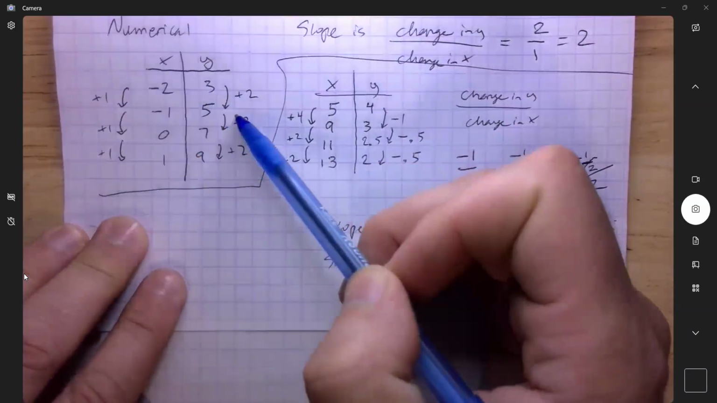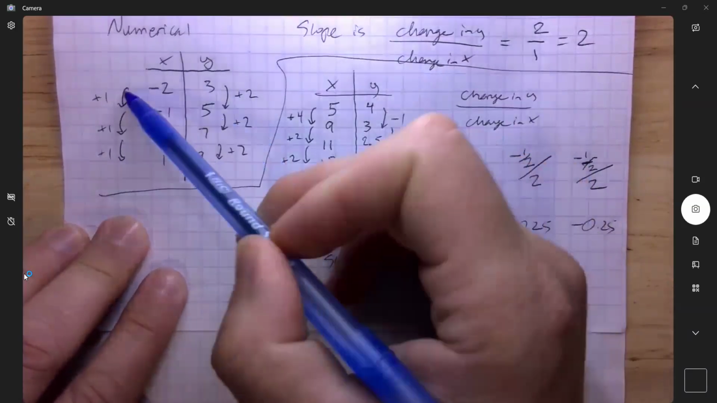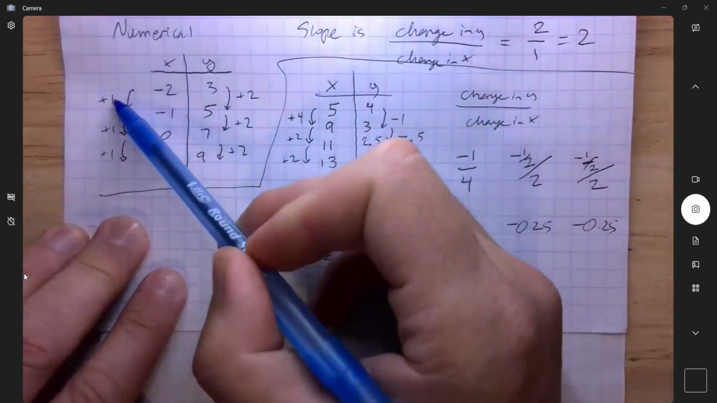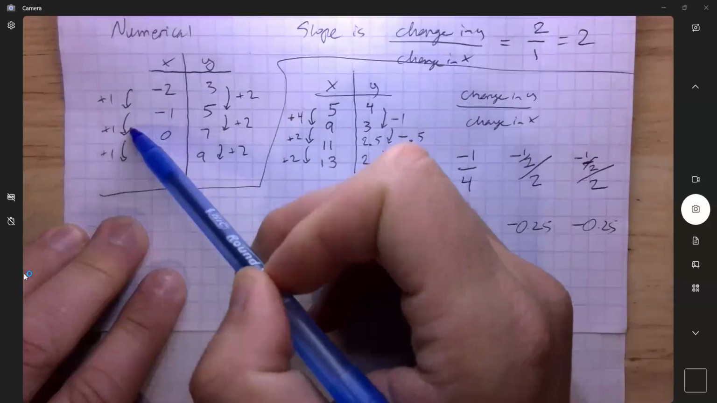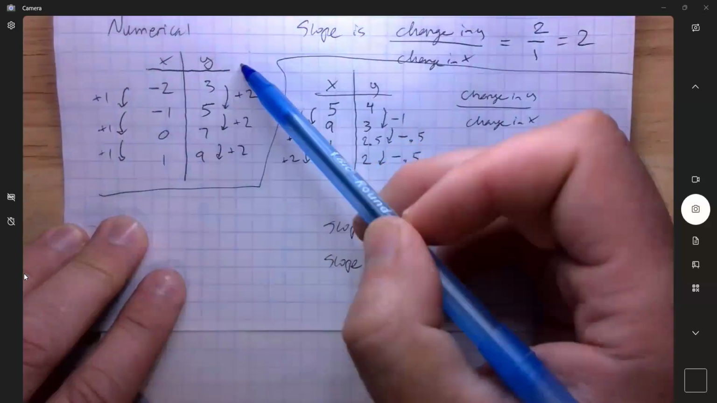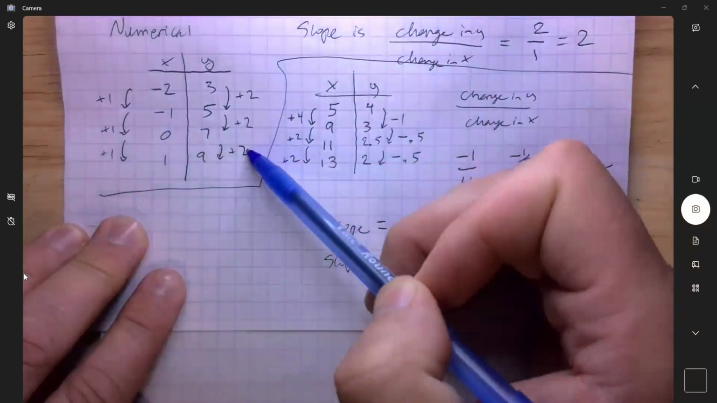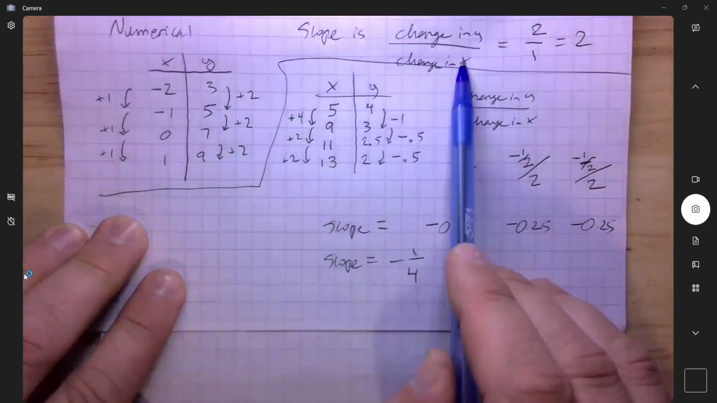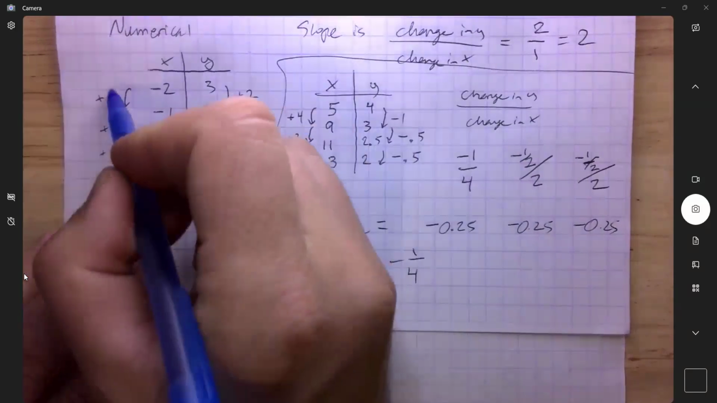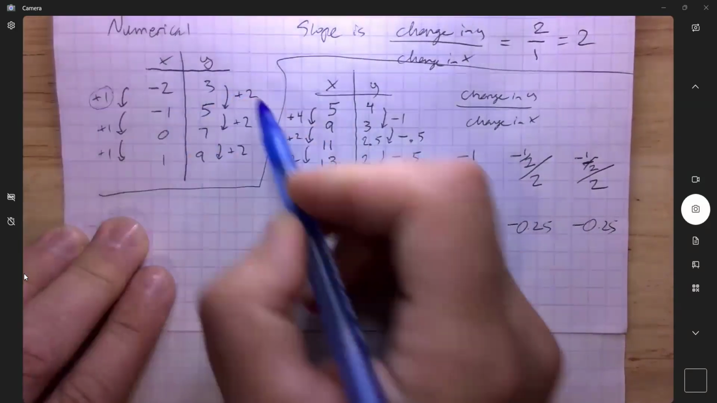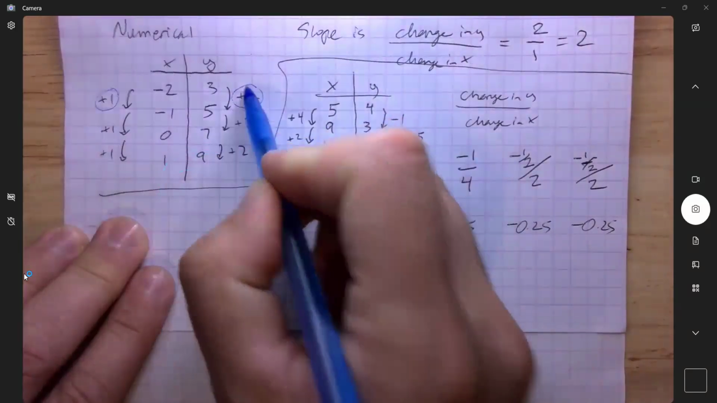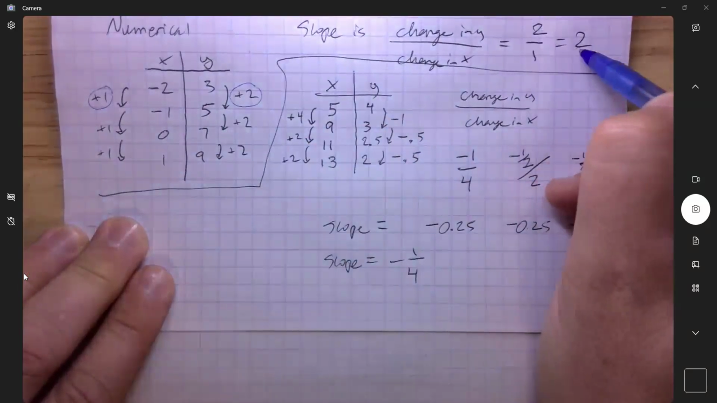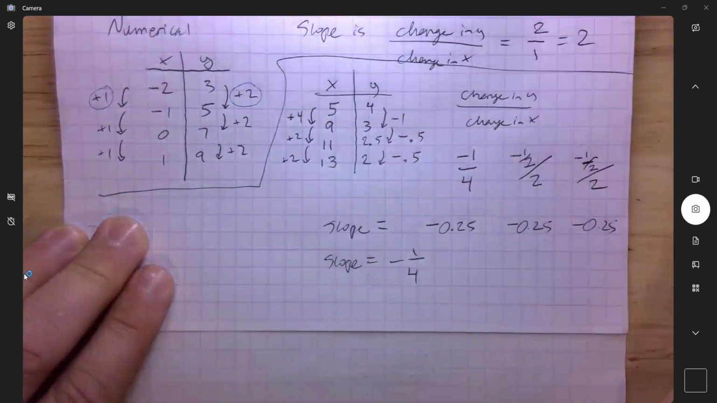So if I want to figure out the change in x, I say how much is x changing from -2 to -1? It's going up by 1. And it goes up by 1 each time, and y goes up by 2 each time. Slope is change in y over change in x. Right, there's my change in x, it's 1. And there's my change in y, it's 2. So the slope is 2 divided by 1, which we write as 2.